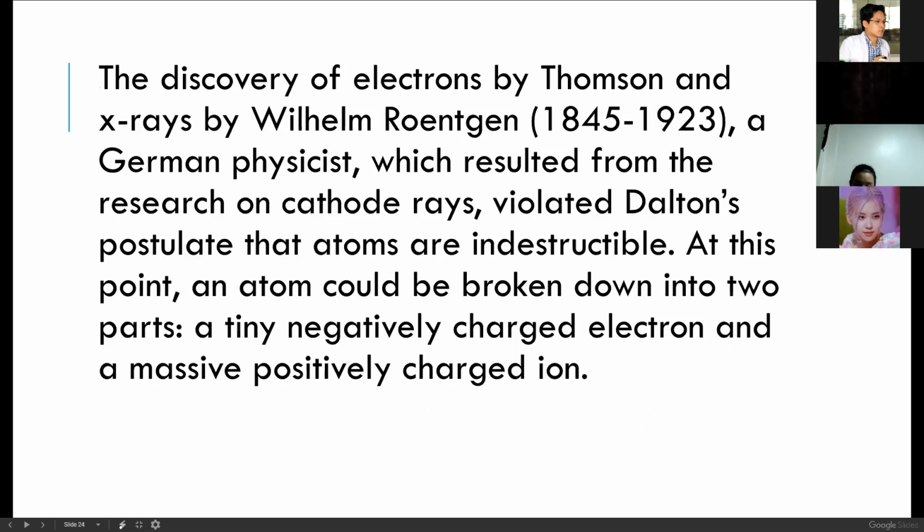The discovery of electrons by J. J. Thomson and X-rays by Wilhelm Röntgen, a German physicist, which resulted from the research on cathode rays, violated Dalton's postulate that atoms are indestructible. Remember, Dalton's first postulate is that atoms are indestructible. So it actually violated Dalton's postulate. At this point, an atom could be broken down into two parts, namely a tiny negatively charged electron and a massive positively charged ion.